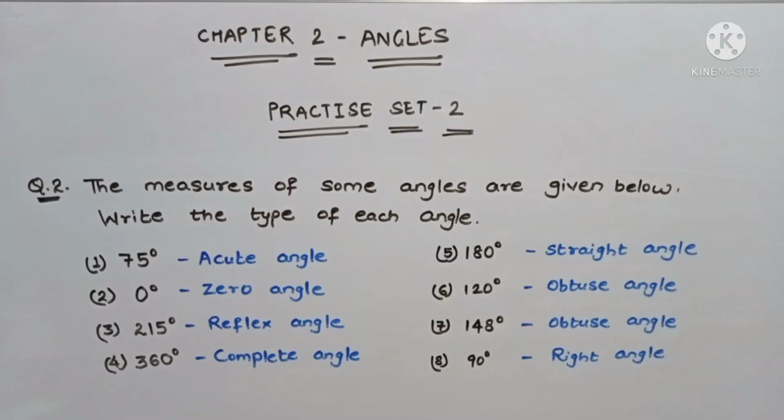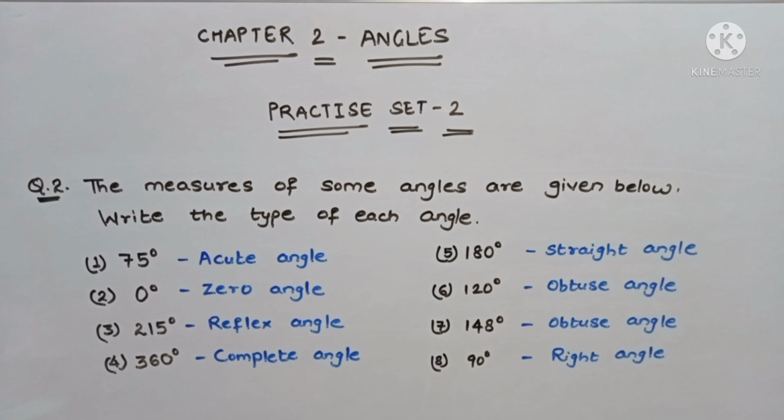So moving to the answers of question number 2, where you write the type of each angle. First is 75 degree. 75 degree is an acute angle. Why is it an acute angle? Because an angle starting from 0 degree but less than 90 degree is known as an acute angle. So 75 degree is less than 90 degree, so it is an acute angle.